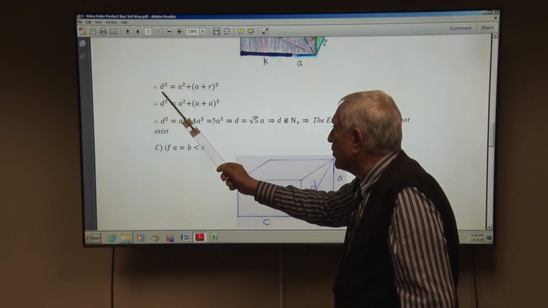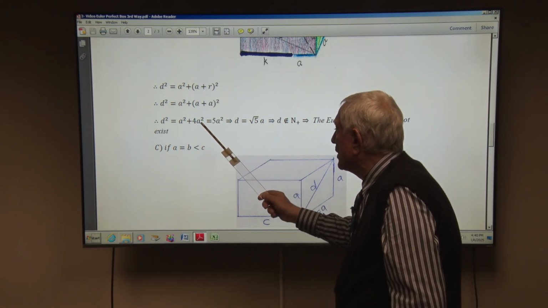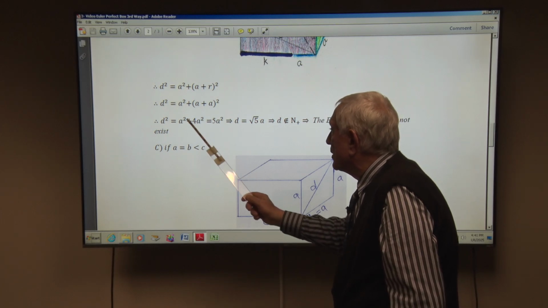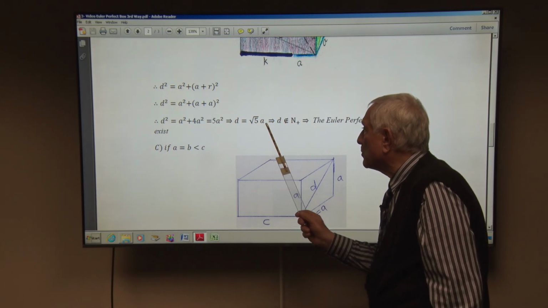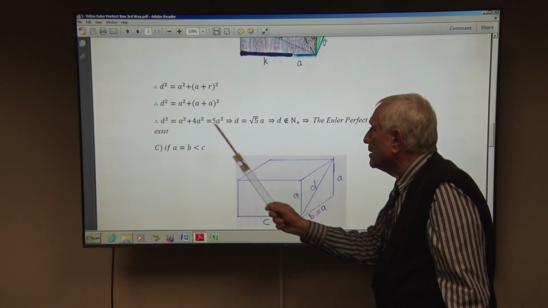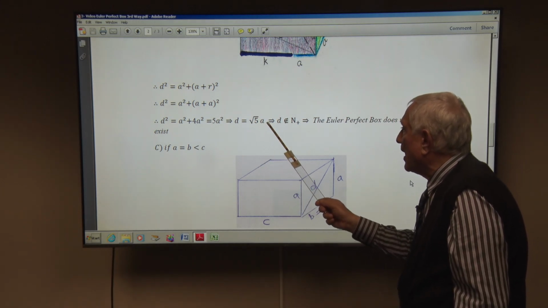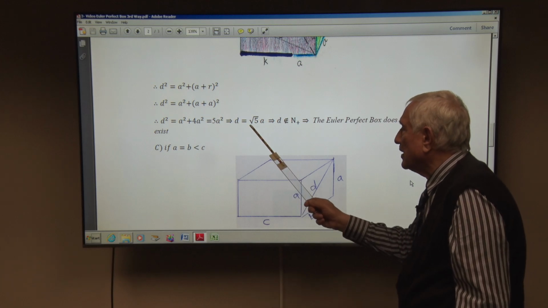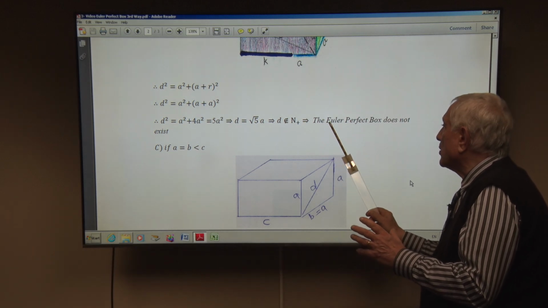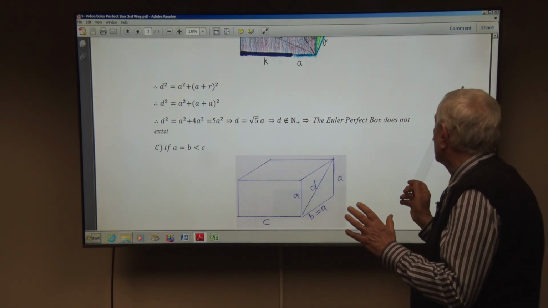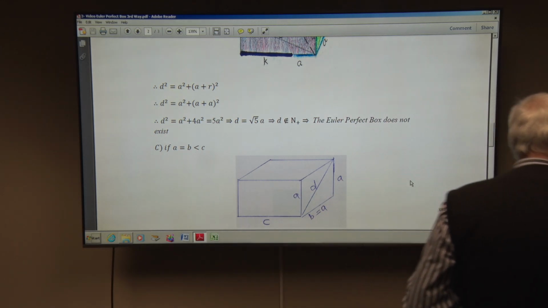This 4, by Pythagorean for D, became like that. This is 2, square it, 4A squared, and 1, 5A squared. What about D? Under root, multiplied by A. Then this D, because it is not a square, D is not an integer, as you see. Not an integer, then the Euler perfect box does not exist. Okay.